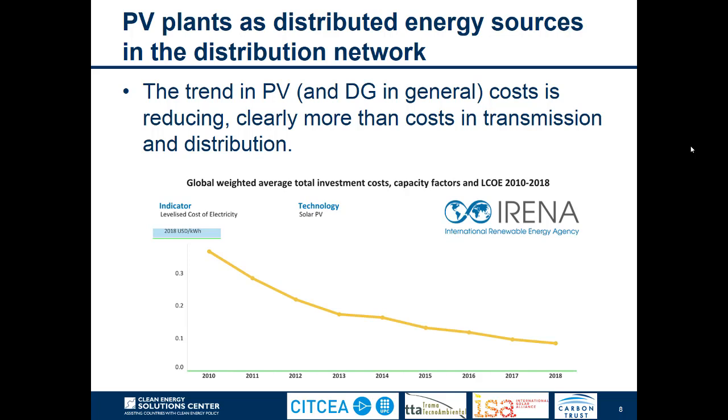In the figure, we can see the trend in the total cost of solar PV installations. We can see how the levelized cost of energy has been changing from 2010 to 2018, according to information from the International Renewable Energy Agency. We see that the cost reduction is very important. It's like reducing the levelized cost of energy by a factor of 3.5, which is a really important change. This has led to more and more installations and more interest to install solar PV in a distributed way.